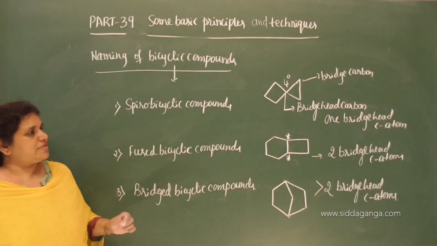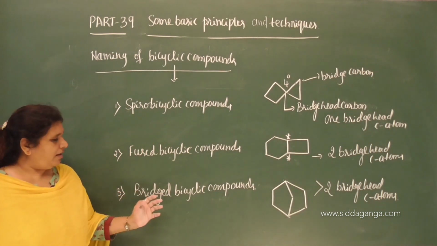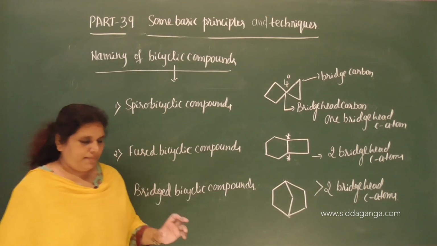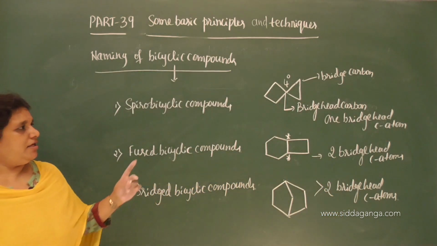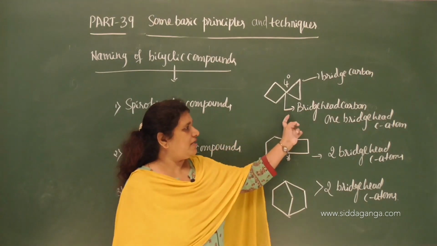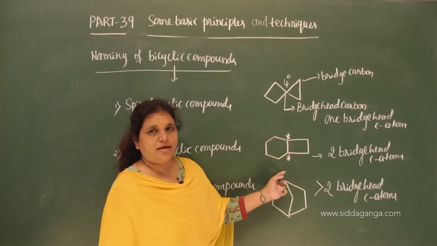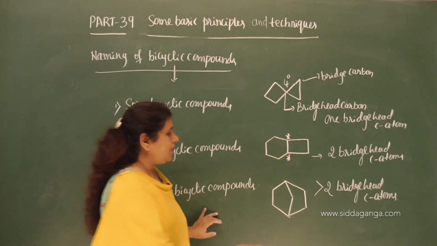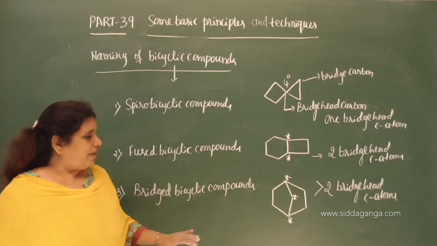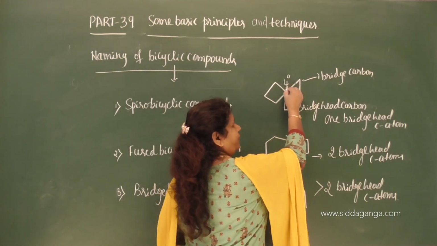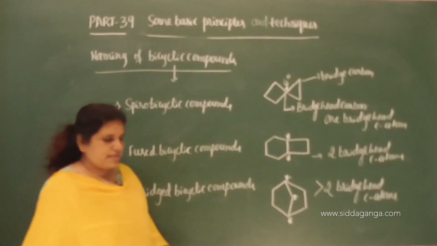So, bicyclic compounds are classified into 3 types: spiro bicyclic, fused bicyclic, and bridged bicyclic compounds, depending on how many carbon atoms are common between the two cyclic rings. If only one carbon is a bridgehead carbon, then it is spiro. If 2 bridgehead carbon atoms are there, then it is fused. If 3 bridgehead carbon atoms are there, then it is what? Bridged bicyclic compounds. Here it is only one bridgehead carbon atom. So, this is about the classification of bicyclic compounds.